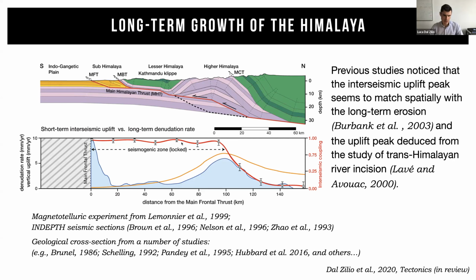Then we can have a coupling distribution that is very high from the front all the way to the deeper part. And this is also consistent with the denudation rate and the vertical uplift. Here we have a kind of peak of erosion rate and uplift, which seems to be consistent with and affected by the presence of this mid-crustal ramp, which was responsible for the generation of this duplex structure.